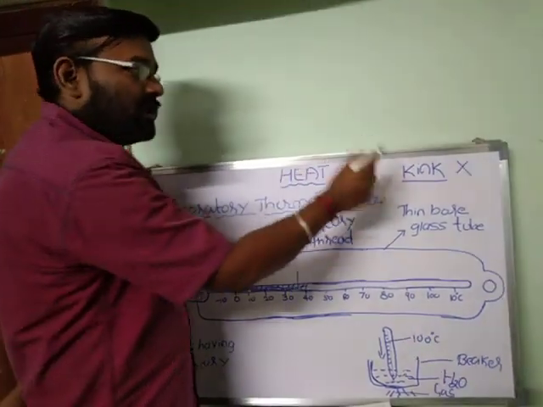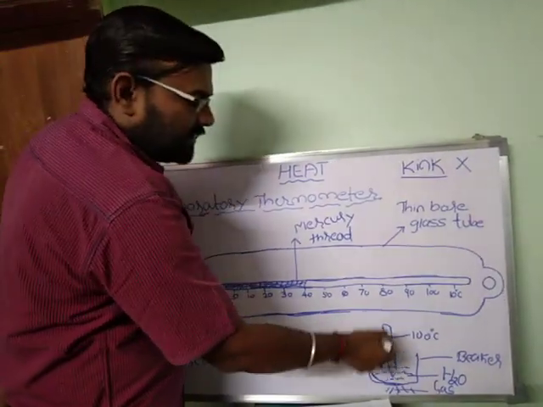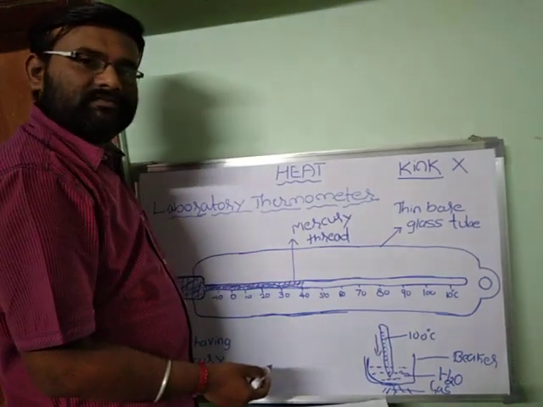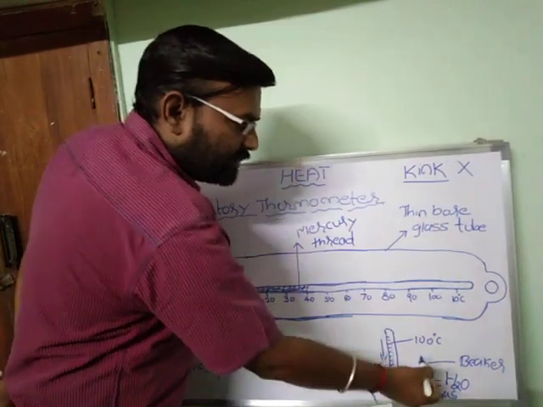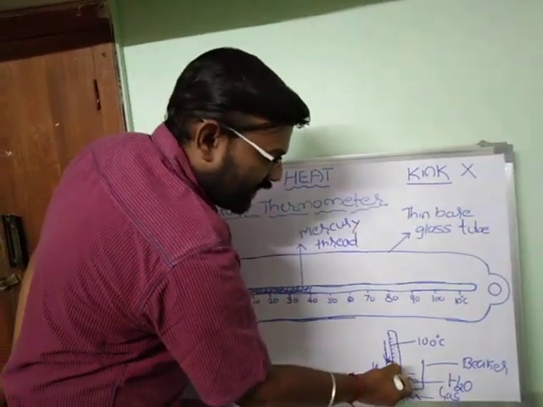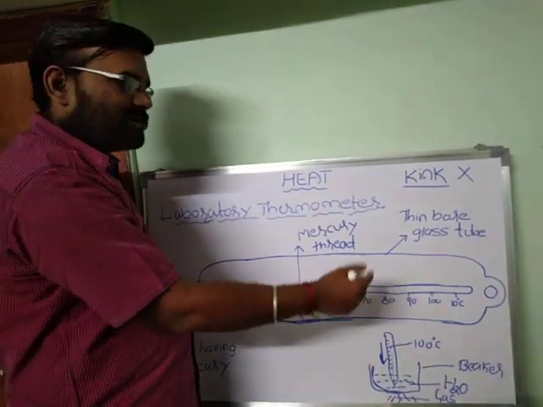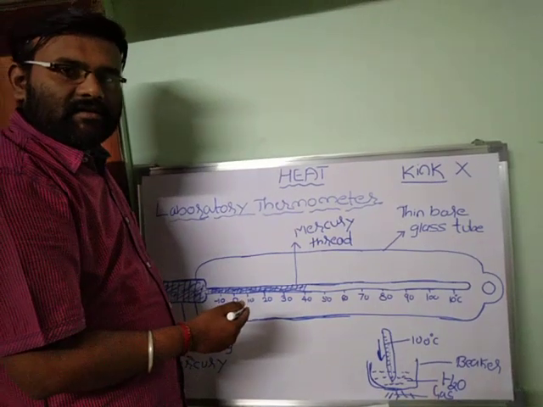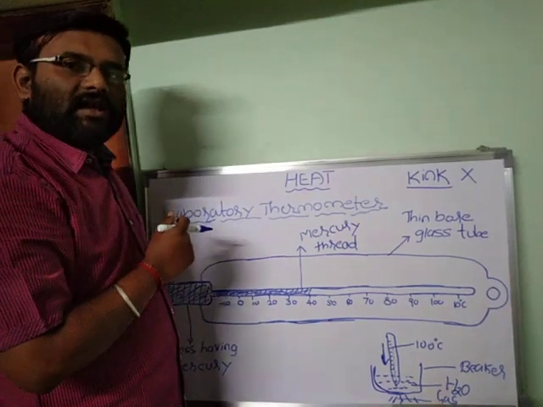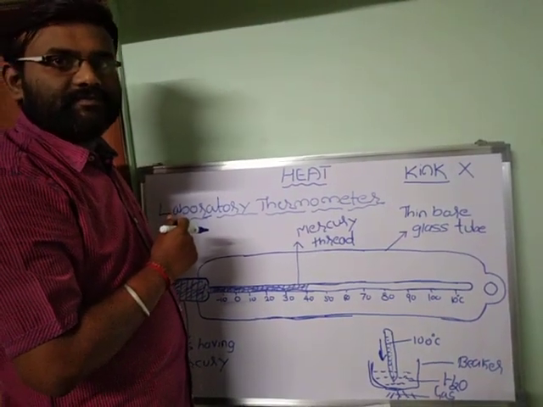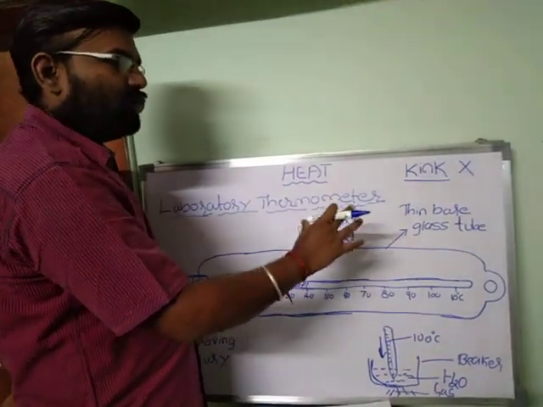I am repeating, kink is not there in the laboratory thermometer because when you take the thermometer out of the liquid whose boiling point you are finding, immediately the mercury starts going down. The reason behind this is the outside temperature acts on the thermometer. That is the reason why kink is not provided in the laboratory thermometer.